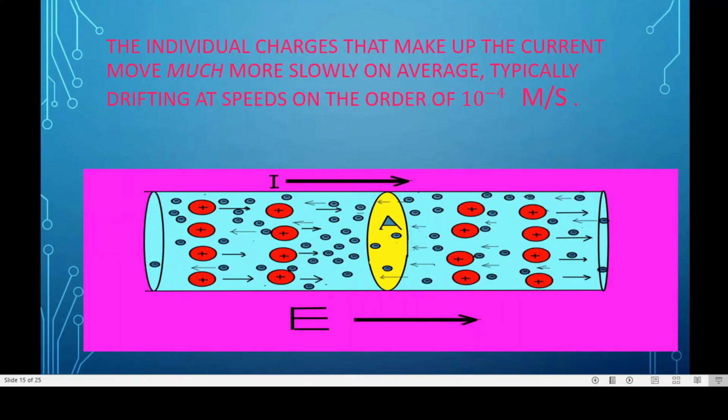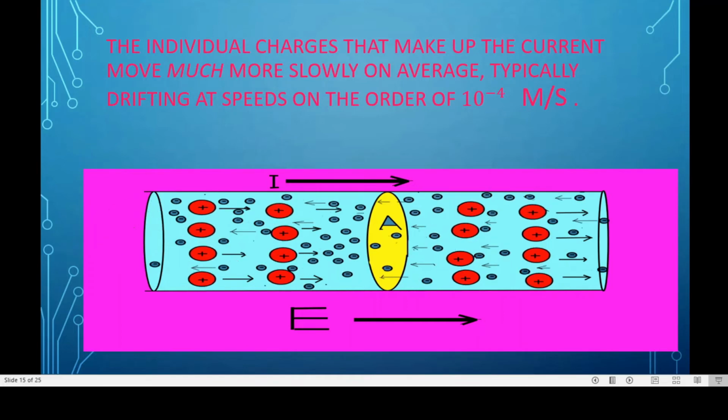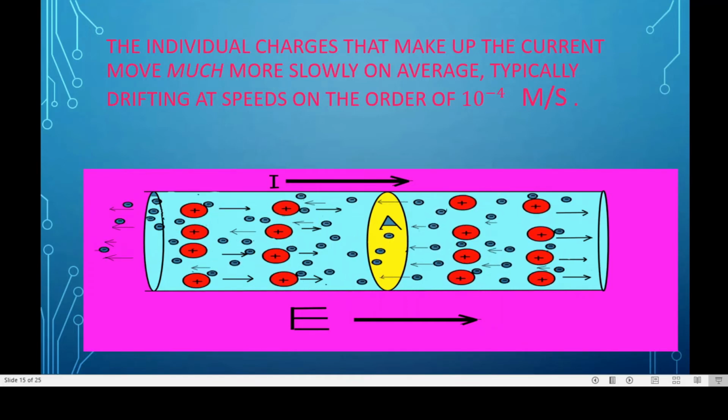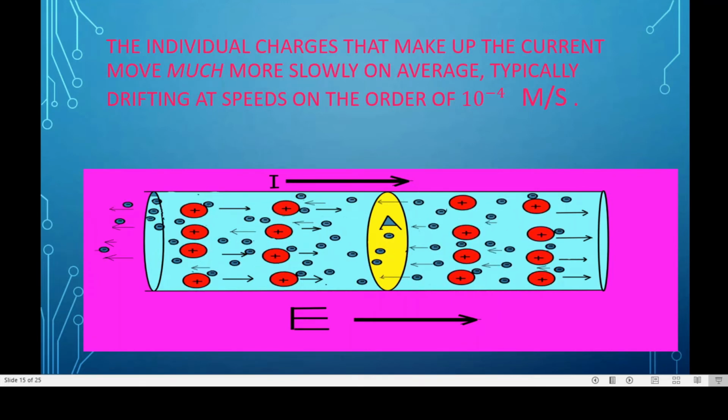Again, come back to the fact that the individual charges that make up the current move much more slowly on average, typically drifting at speeds on the order of 10 power minus 4 meter per second. Actually, what is the drift velocity of electrons? How can we consider this concept? Look at this diagram carefully.